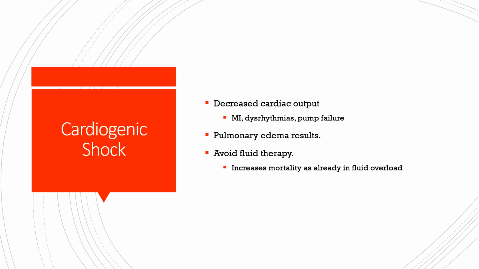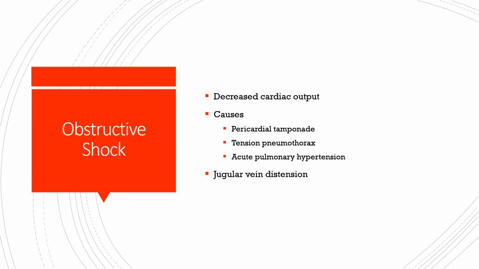Other causes of cardiogenic shock are traumatic injury to the heart, myocarditis, which is inflammation of the heart, cardiomyopathy, heart valve defects, endocarditis, or arrhythmias. And then we have obstructive shock, when there's a blockage of the blood flow outside the heart. Causes are pericardial tamponade, tension pneumothorax, and acute pulmonary hypertension. Another good classic sign you'll see is jugular vein distension.